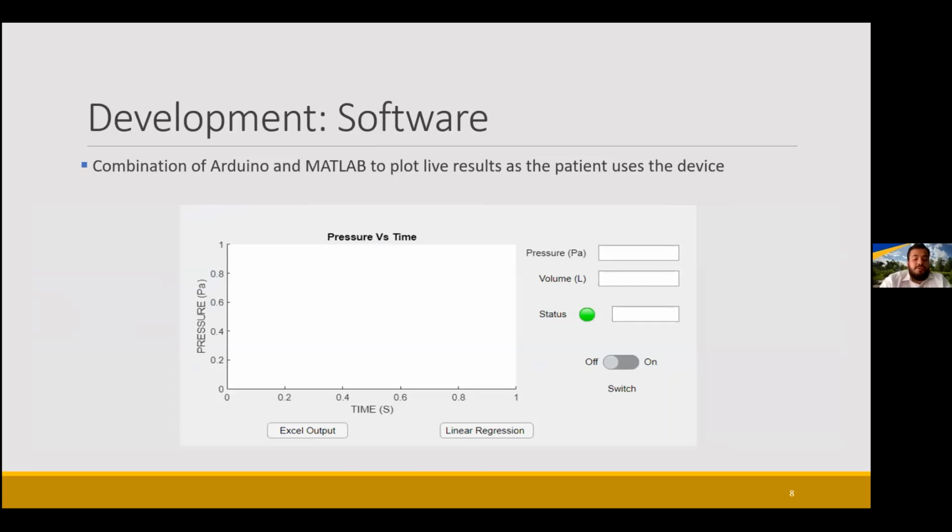So this is our current GUI. It's programmed to output and plot the sensor reading live as the patient uses the device. The graph will show a pressure versus time plot, and next to it, we have the Arduino displaying the sensor measurements for the amount of air a patient inhaled and the latest pressure value.